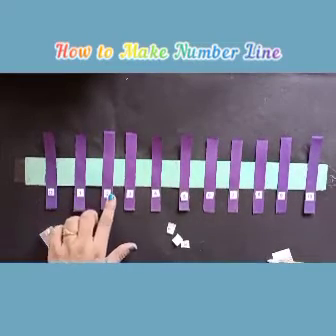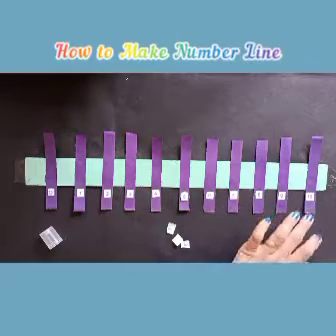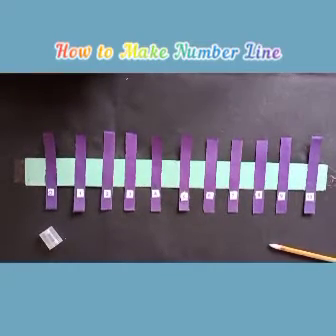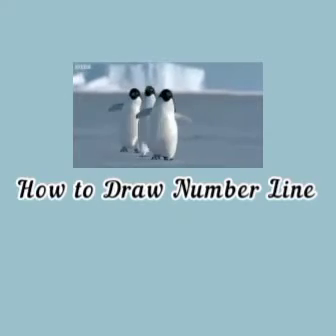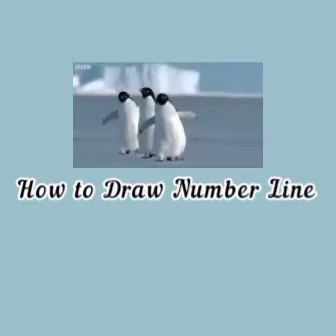Zero, 1, 2, 3, 4, 5, 6, 7, 8, 9 and 10. This is your number line from 0 to 10. You can also draw the number line in your scrapbook or your copy.